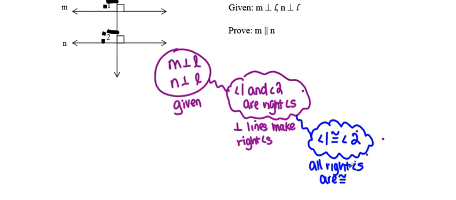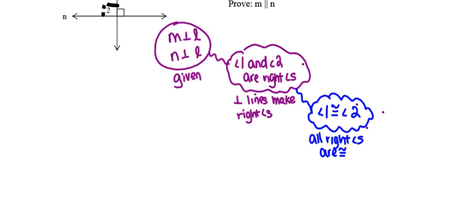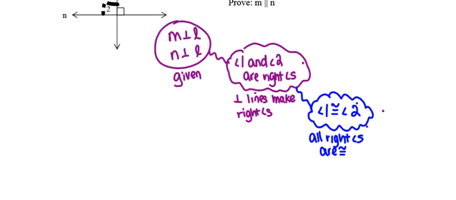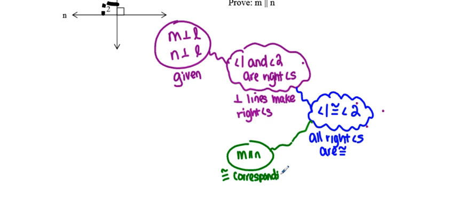And lastly, angles 1 and 2 are a pair of congruent corresponding angles. That's going to force our lines to be parallel. So that's going to make line M parallel to line N. And that's because congruent corresponding angles make lines parallel.